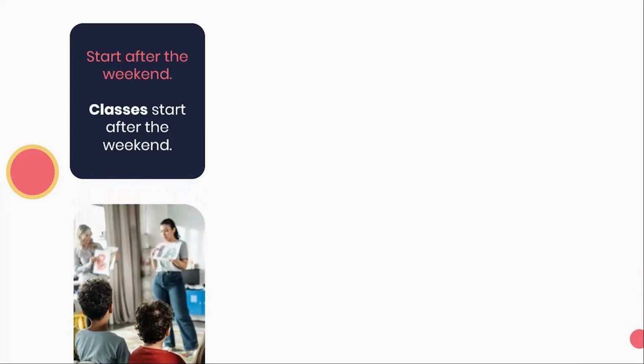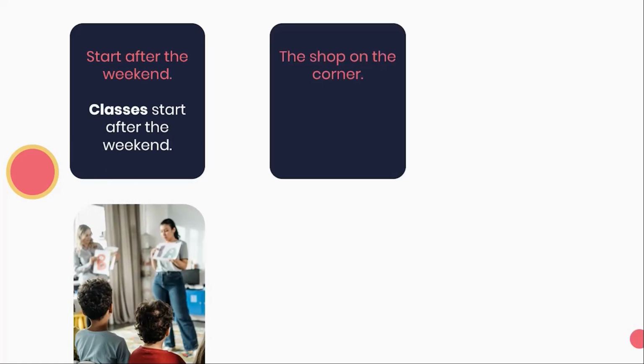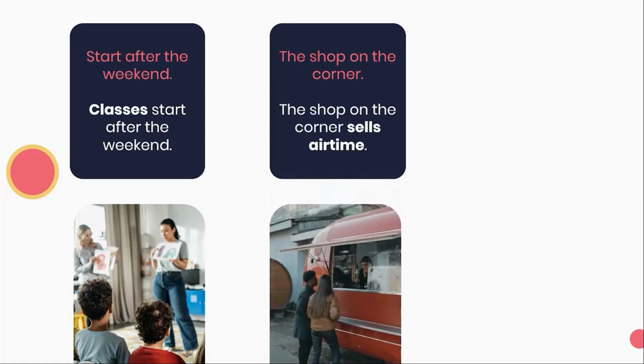Classes start after the weekend. We added a subject, in this case classes, and the sentence is now a complete thought. The shop on the corner. This is a sentence fragment because it only has a subject and does not have a verb. Your reader is left wondering, what about the shop on the corner? The shop on the corner sells airtime. Right, now once we add a verb and an object, this sentence makes sense.